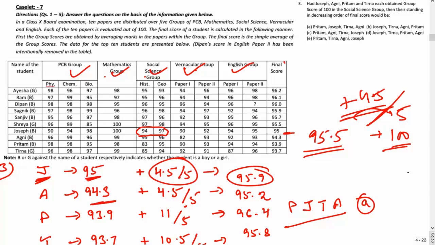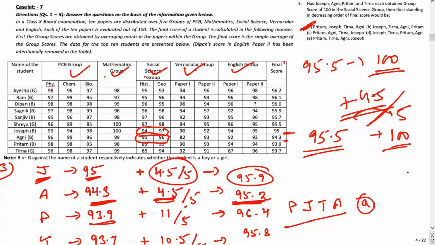Similarly, for Agni, you can see it is 94.3 over here. So what is the social science group average? It is 95.5 for Agni, you can see. I have to make Agni's social science score 100. The increment is 4.5 divided by 5. If I add it on to the cumulative average, it will come out to be 95.2. Similarly, you can do it for Pritham and Tirna. You can then arrange them very easily. Your answer will come out to be option A.